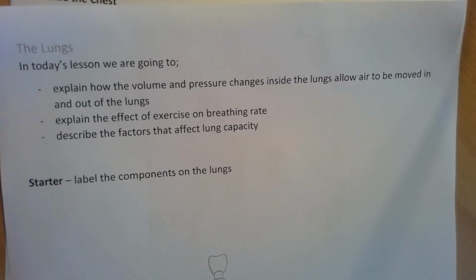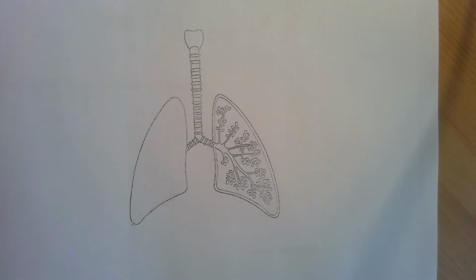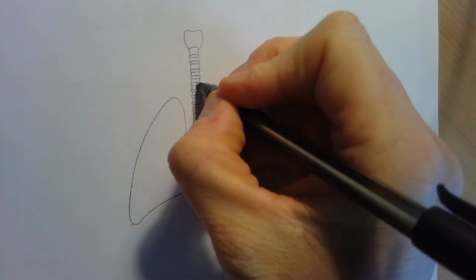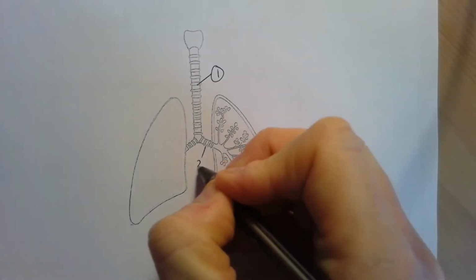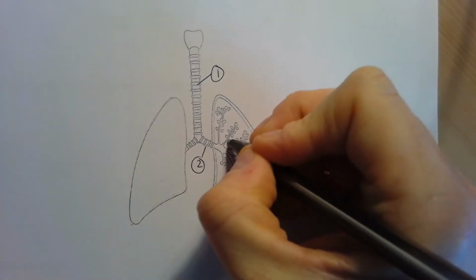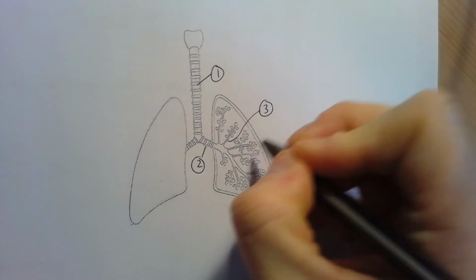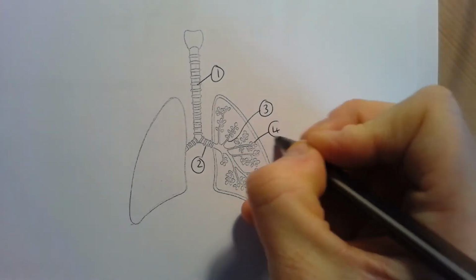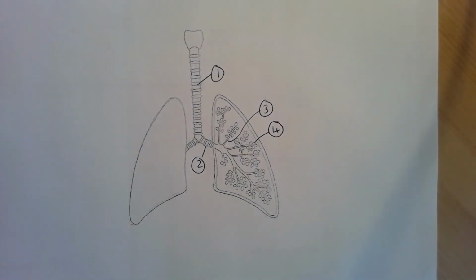As a starter activity, I want you to have a look at this diagram of the lungs and see if you can remember and label the key components. To try and help you, I'm going to label or number some of the components here. So if you want to pause the video and have a go at that.